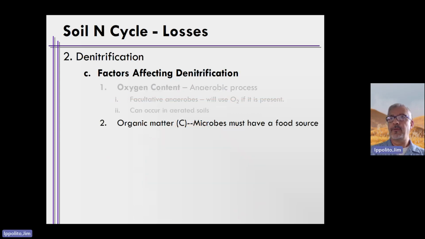There is another factor that affects denitrification, and it's simply the amount of organic matter present in a soil. And that's because these anaerobic microorganisms need energy in the form of carbon to perform denitrification. It's a food source for them.